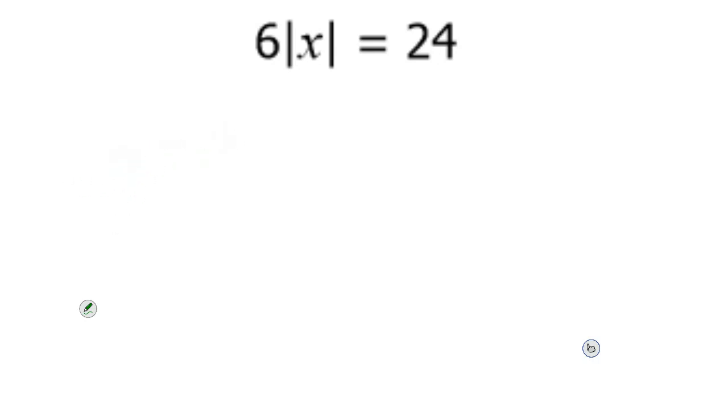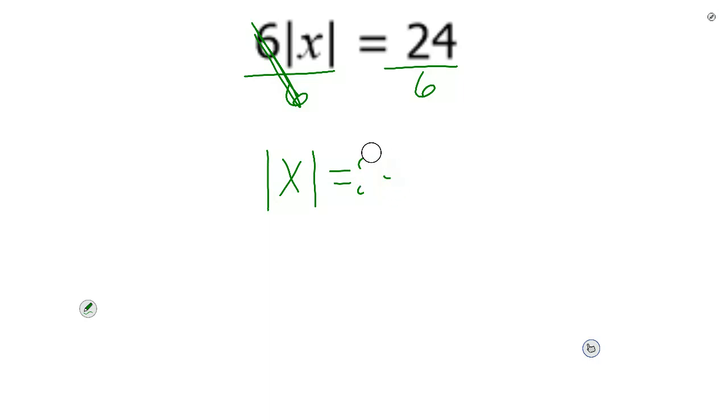But I don't touch anything inside the absolute value. So similarly, I'm going to divide both sides by 6. Just like as if there was a variable there, these 6's will cancel out, and I'm just left with the absolute value of x is equal to 24. Oh, just kidding. 24 divided by 6 is 4. So the absolute value of x is 4.